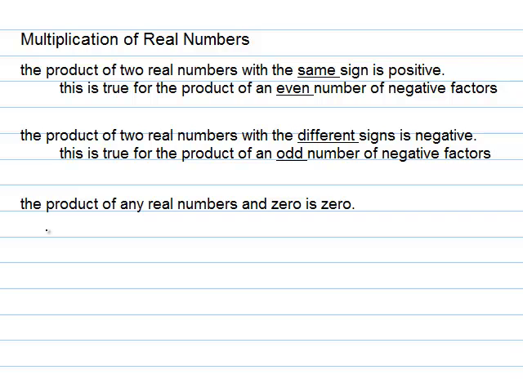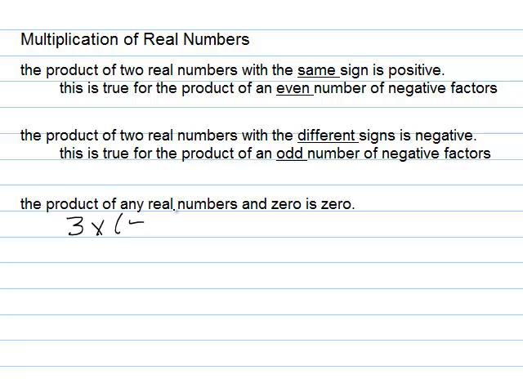All right, and then our final rule is the product of any real number and zero is zero. So we'll see some examples of that too. Let's start by looking at some problems here and remembering that multiplication is just repeated addition.